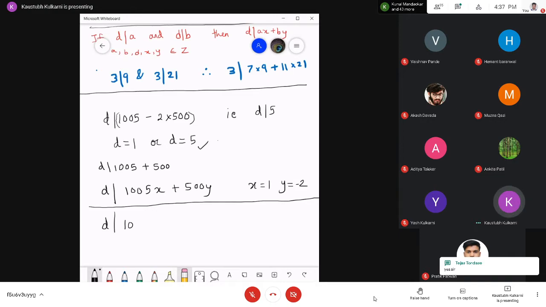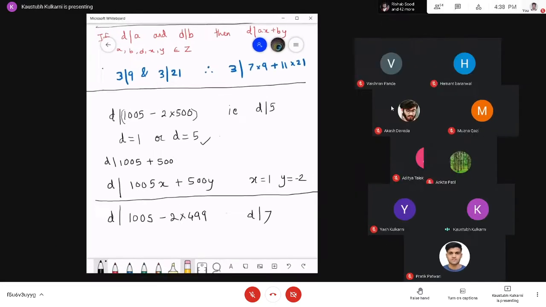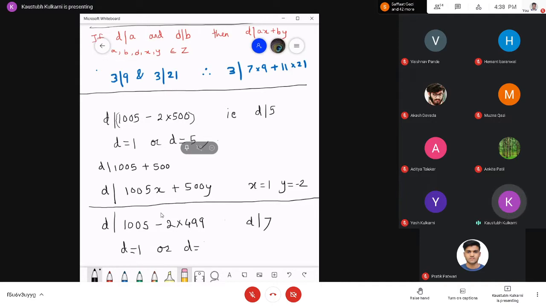No problems. So if the other number is 499 instead of 500, what will happen is I'll think how far I can reduce this. So 1005 and 499 ones are 499, 499 twos are 998. So I will do 1005 minus 2 into 499. I don't want to go into negative numbers. So this will be D divides 7. Is this clear? I'm coming to that part. So D divides 7, so either D can be 1 or D can be 7.